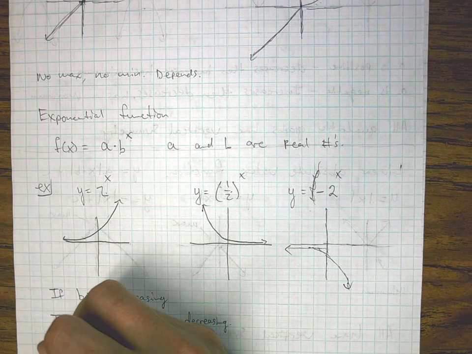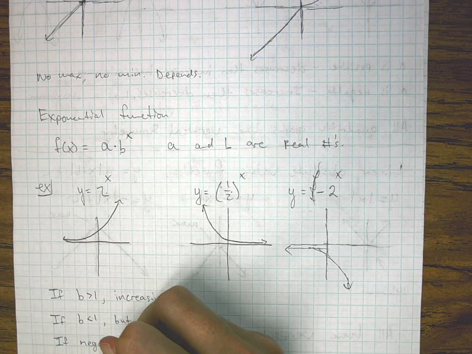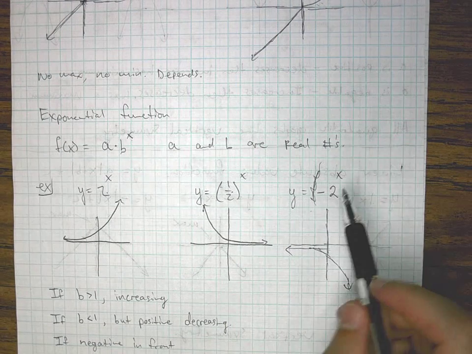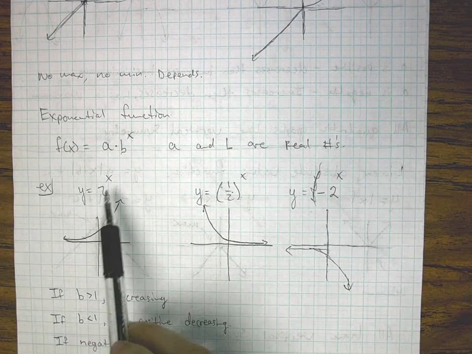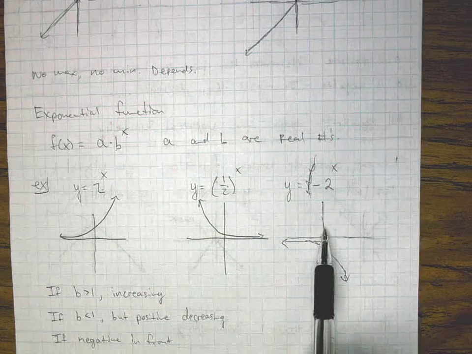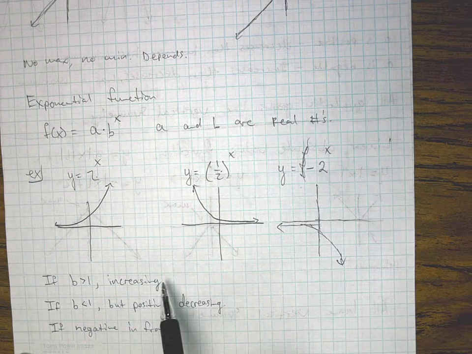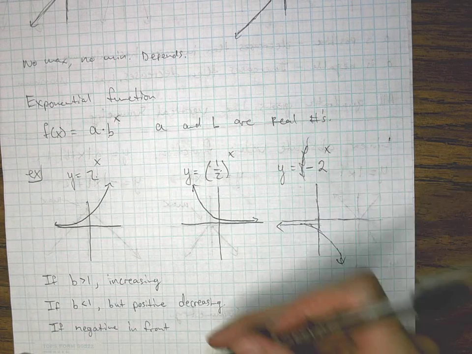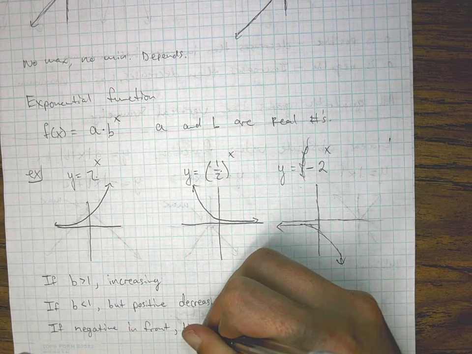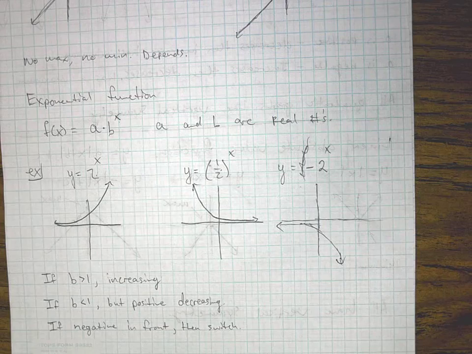If there is a negative value in front, like this one, 2 to the x was an increasing function, but negative 2 to the x is a decreasing function. If it's negative in front, this switches. Negative changes everything.